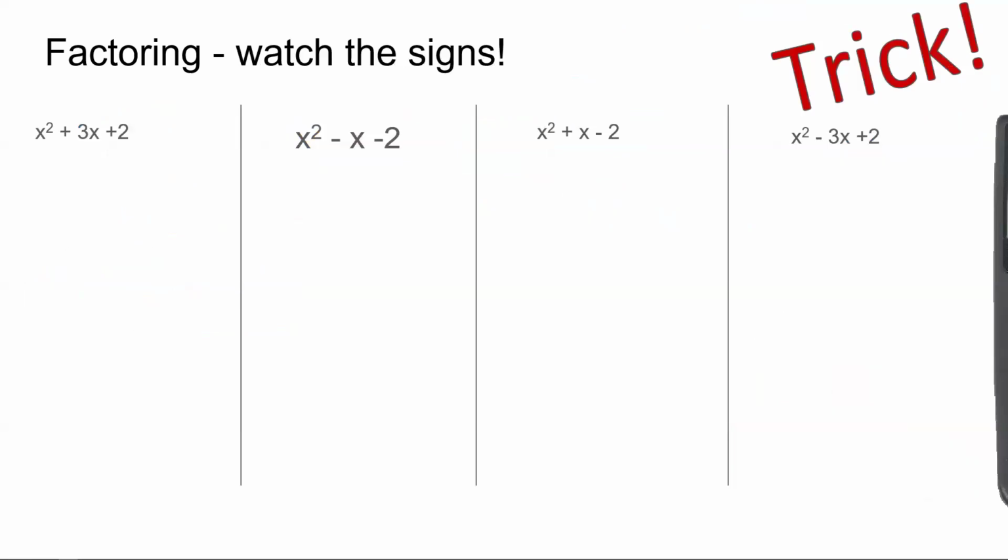Let's try some more. Here's that little trick of watching the signs. And I'm going to rip through these. Bring these up in class if you have any trouble with these, and we'll work as many as you can stand. X squared, that's going to be x times x. My only factors of 2 are going to be 1 and 2. Right there it says the signs are alike.